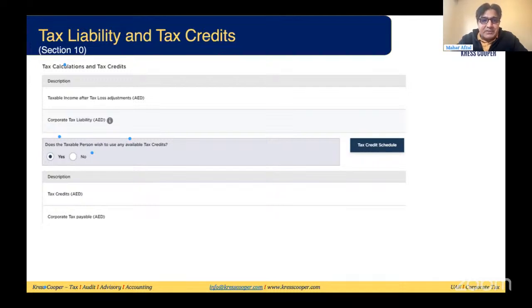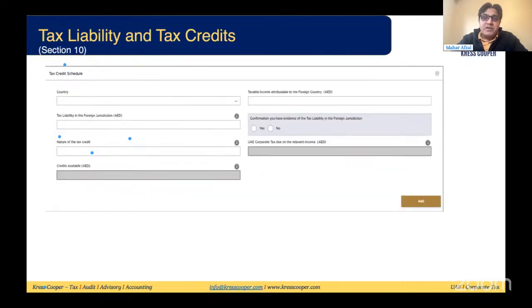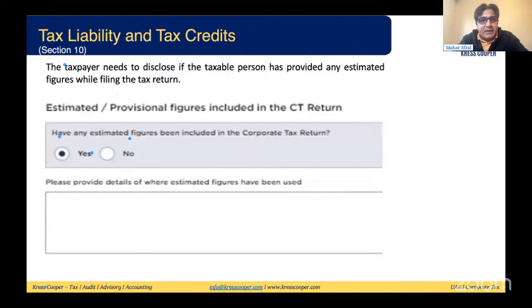Assuming you are putting yes. Once you are putting yes, how much is the foreign tax credit? Then which country? How much is the taxable income attributable to that country? How much is the tax liability? How much tax have you paid? How much is the tax as per the UAE jurisdiction? Then the system will compare automatically. The system will allow you the lower of these two amounts. And again, as I mentioned, if you have losses, then the system will not give you any foreign tax credit. This is about the foreign tax credit.